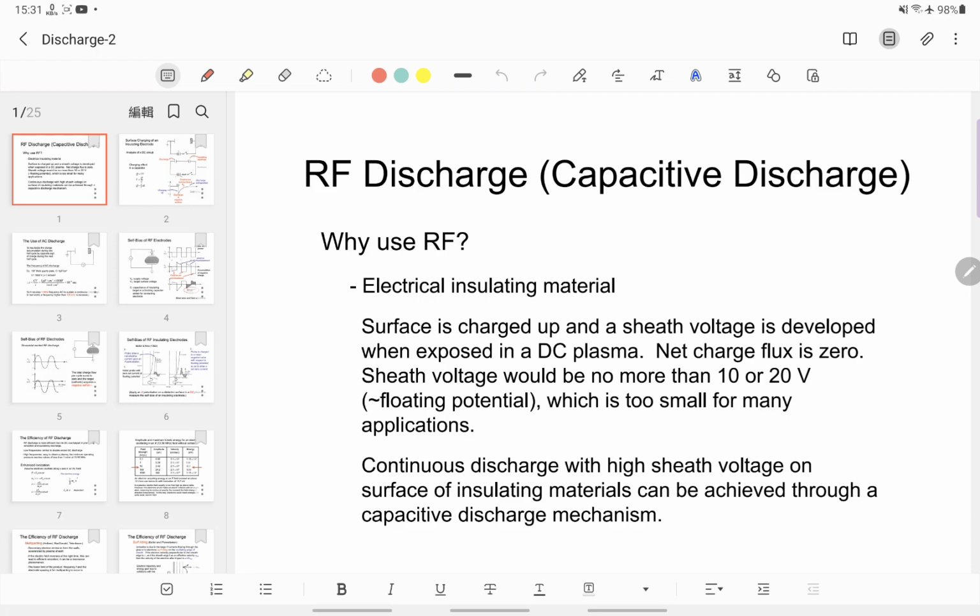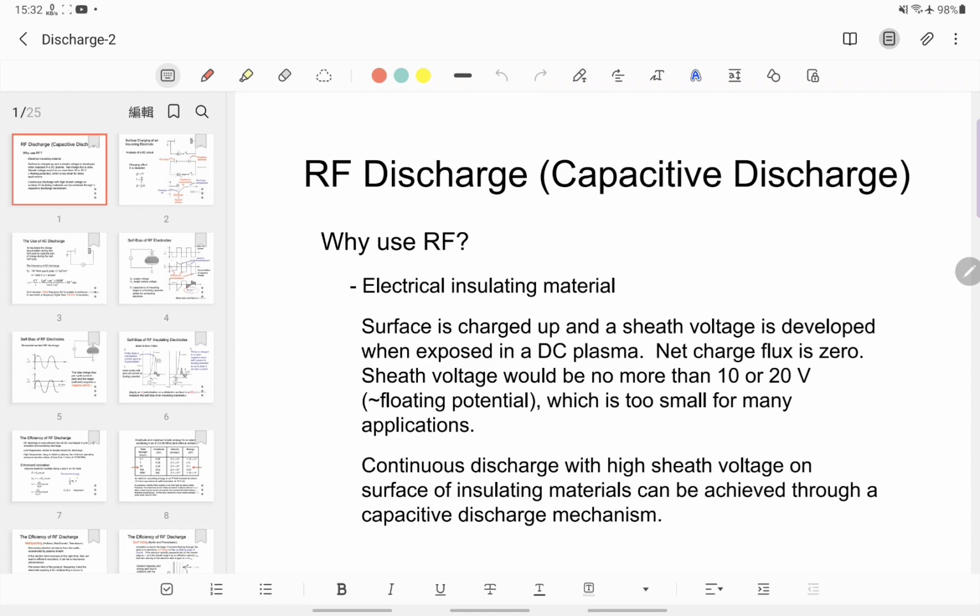Okay, so this chapter, RF discharge. In this chapter, we can know why people use RF power supply to generate plasma. So what is the advantage of RF power supply, or what is the problem that RF power can resolve?